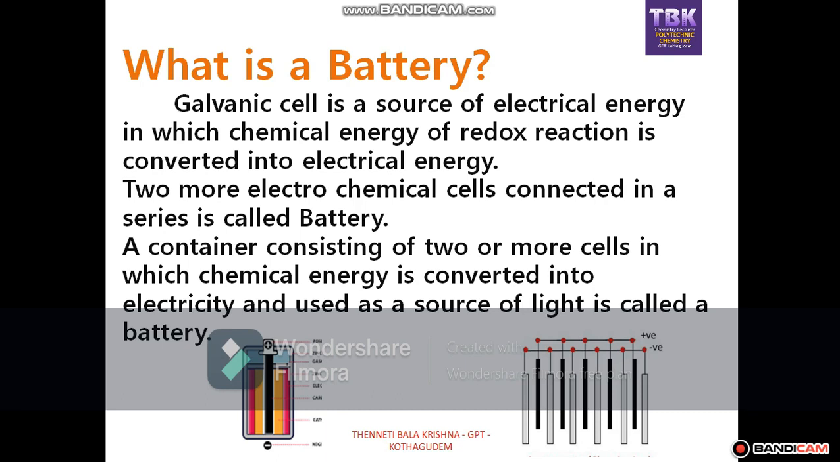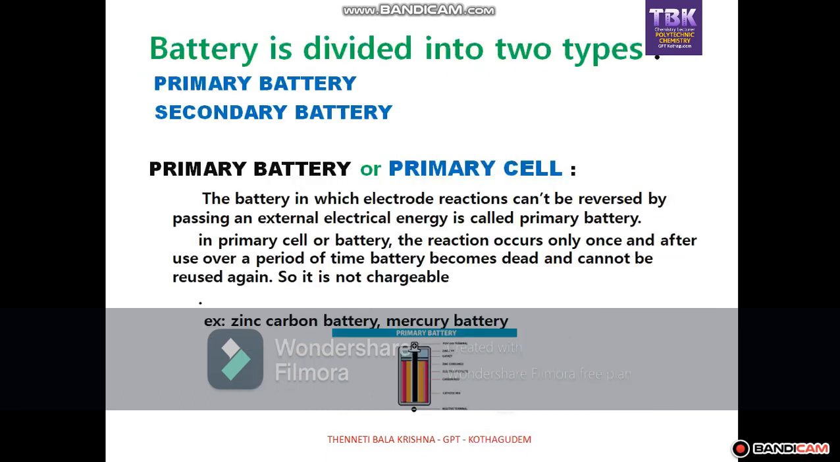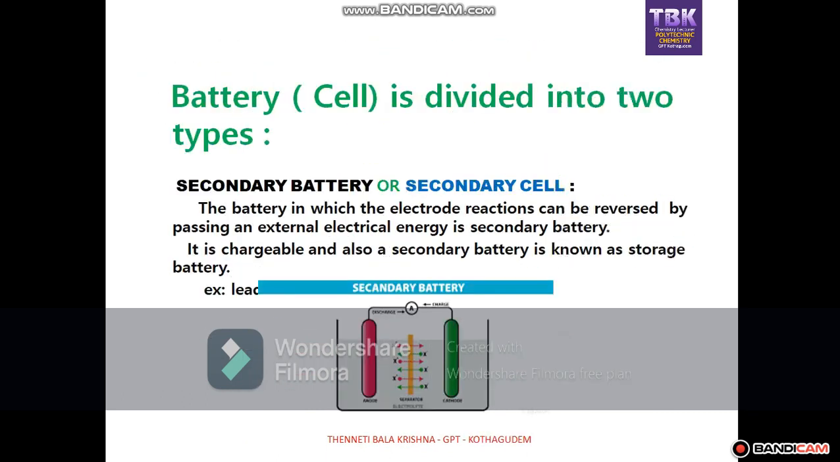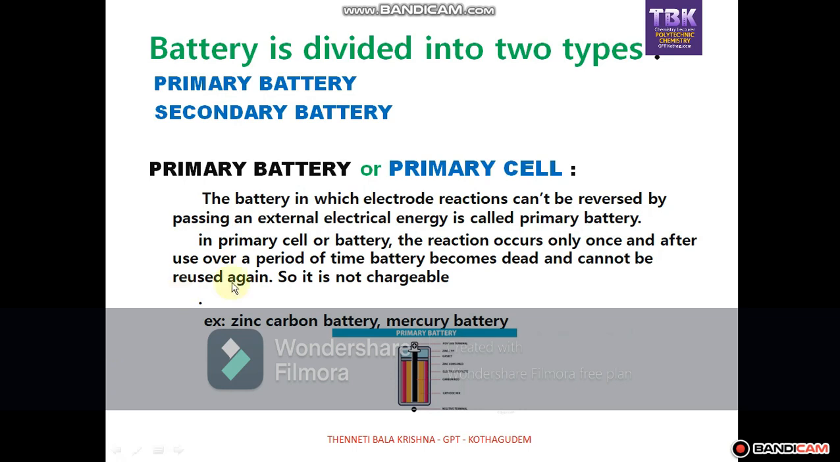Next one. Batteries, or cells, are divided into two types. One is the primary battery, another one is the secondary battery. Coming to the primary battery or primary cell: a primary cell contains only one anode and one cathode. A primary battery contains many anodes and cathodes.